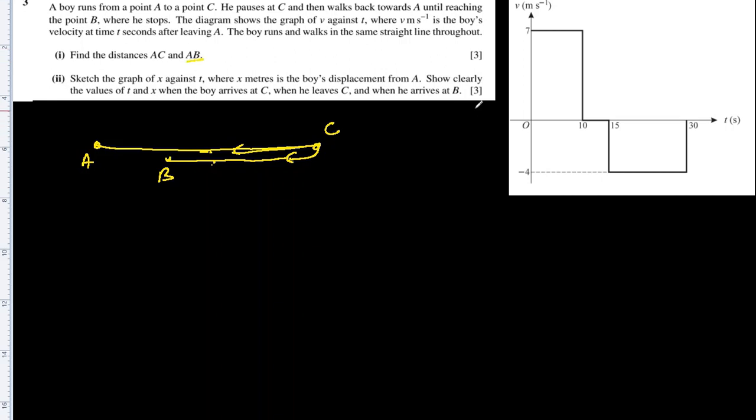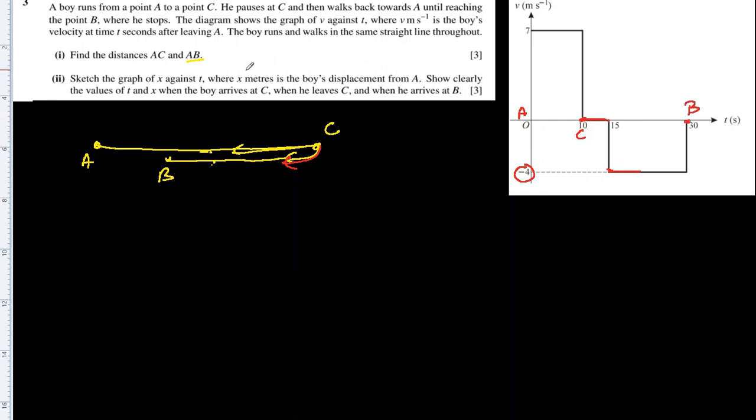First, we should interpret where is A and where is C. So this is A where he started, then he had some velocity and stopped at C. This is C. Then he stayed at C for some time and then he turned his direction because now the velocity is negative. That means his direction is opposite. So from stationary he had a velocity of 4 meters per second in the opposite direction and then he reached here at B. This is the interpretation.